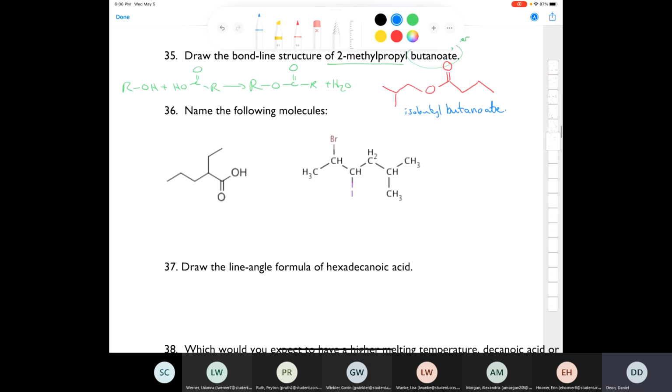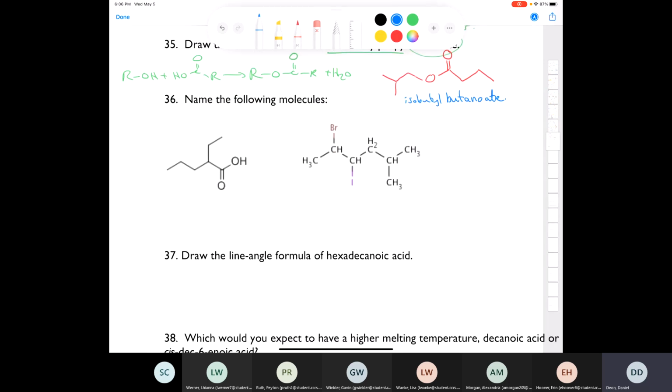Okay, name the following molecules. Well, the first one's a carboxylic acid. The longest chain of carbons has 1, 2, 3, 4, 5 carbons. So this is some kind of pentanoic acid. And we have an ethyl group at carbon 2. So this is 2-ethylpentanoic acid. Now that's the IUPAC name or the systematic name.